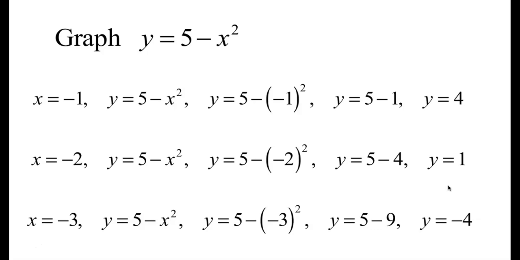So I have 3 more points. X is negative 1, y is 4. X is negative 2, y is 1. X is negative 3, y is negative 4. 3 more points I can add to that graph. So here's all the points that I have. I have 7 different points on that graph. So let's go ahead and graph those.